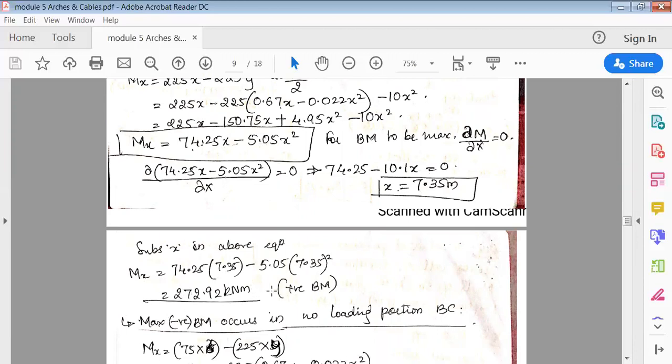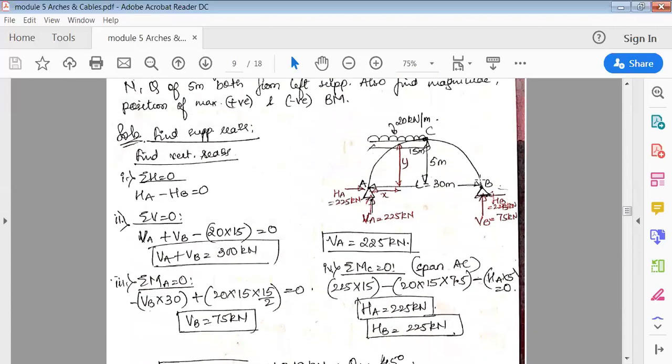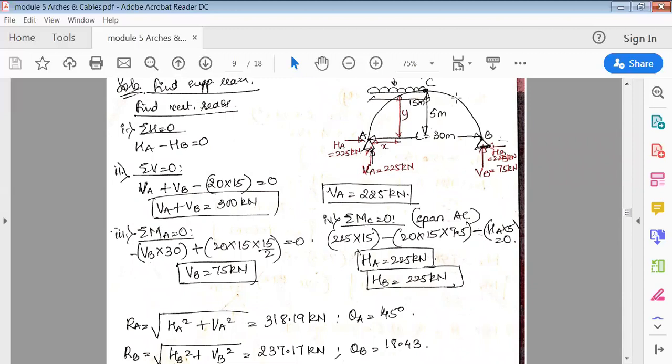Yes, positive bending moment. Now why do we say it is positive? Because in span AC, the beam, the arch, is loaded. So of course, whenever there is loading in that particular span, there will be maximum bending moment, and more specifically, maximum positive bending moment. Next, you have to find the maximum negative bending moment. The maximum negative bending moment will occur in the no loading portion. The no loading portion is here, CB. There are absolutely no external loads, so here there will be a maximum negative bending moment.